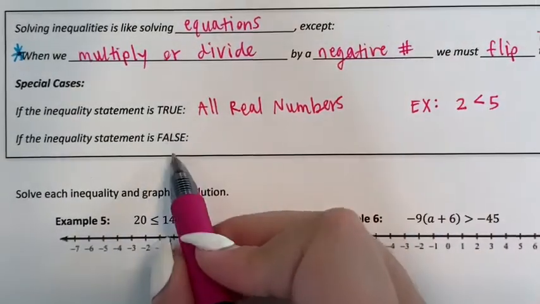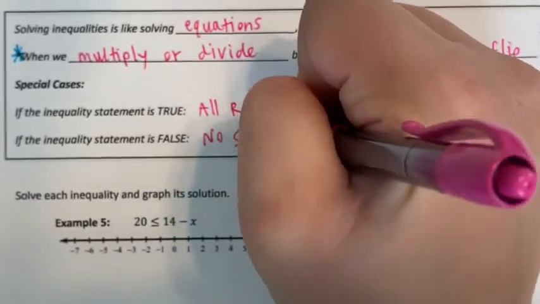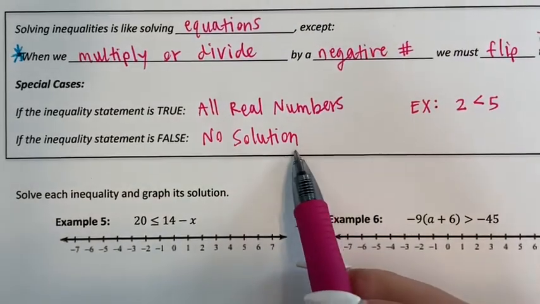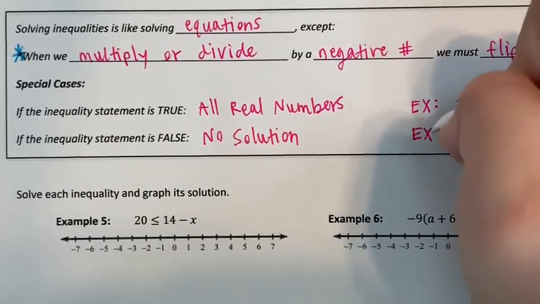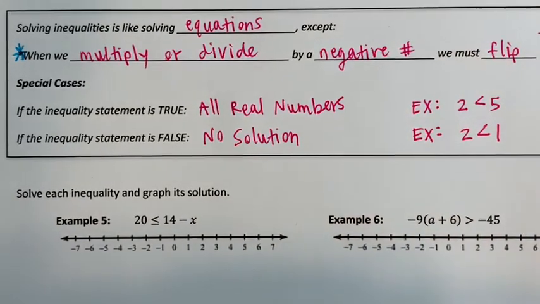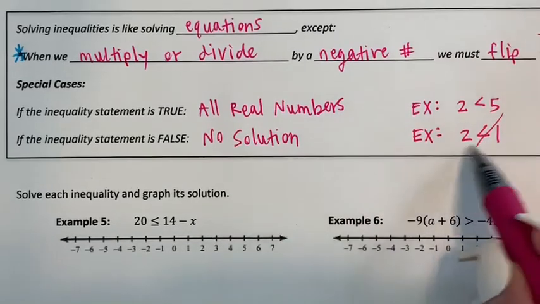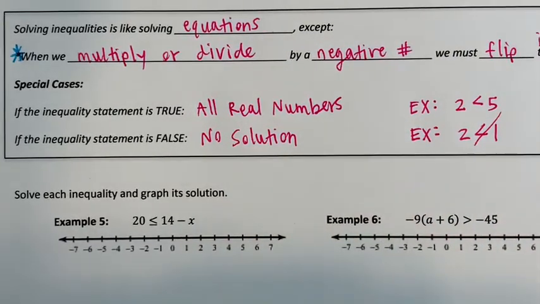If the inequality statement is false, then we have no solution. There's no solution that will make the inequality true. An example of that would be if you had an inequality statement such as 2 is less than 1. This is false. 2 is definitely not less than 1, so there would be no solution.